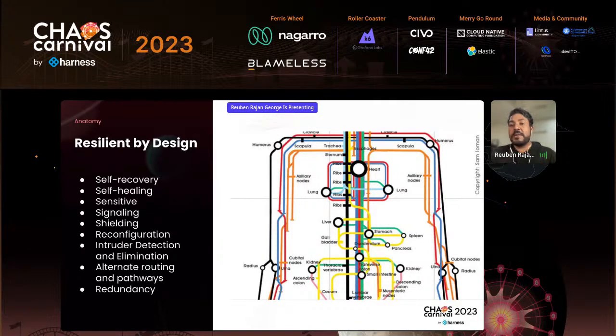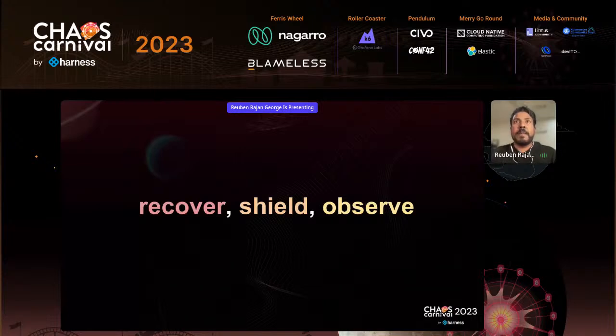And if I were to dig deeper, there would be a lot more design patterns that we could learn and study from the human body that have great use for us in our distributed complex architectures. So here are classes of patterns that I could gather for complex systems resilience: recovering, shielding, and observing. In my attempt today to classify these design patterns for modern distributed systems, I put them into these three groups.